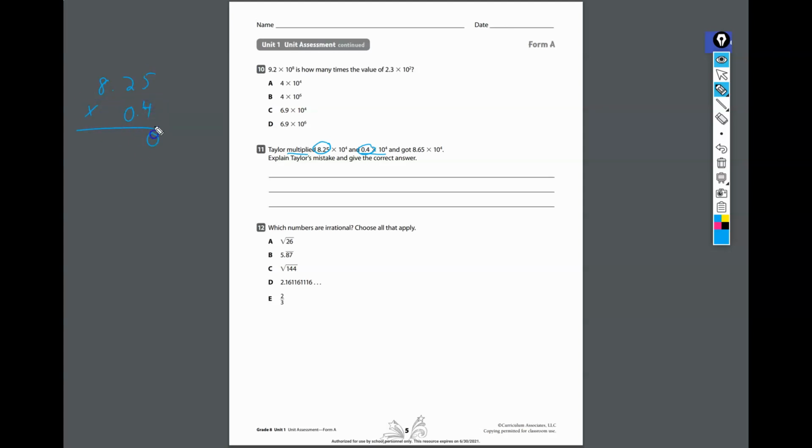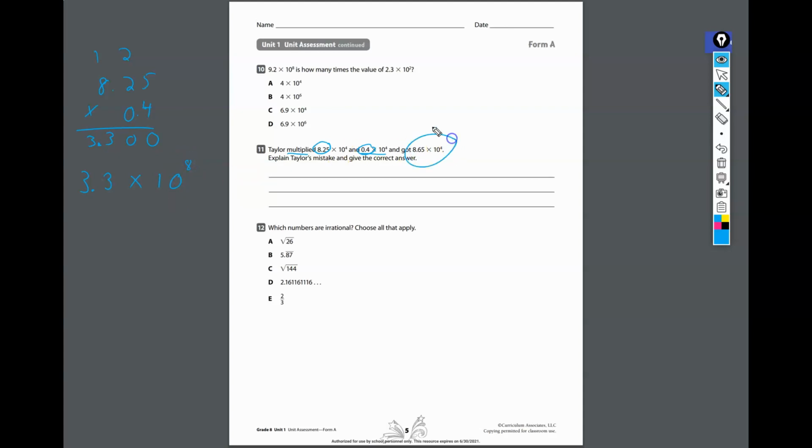4 times 5 is 20. 4 times 2 is 8 plus 2, 10. 4 times 8 is 32, plus 1 is 33. 3 decimal places is 3.3. And then we are going to add our exponents. So 3.3 times 10, and 4 and 4 would give us 8.